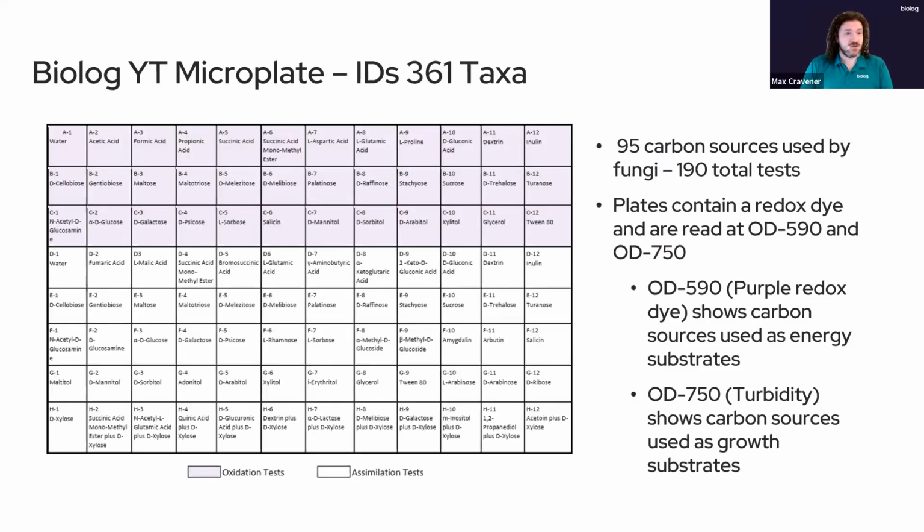So to talk about the YT plate, or yeast plate, again, this has 95 different carbon sources used by different fungi. But we split this plate up between oxidation and assimilation tests. So only half of the plate has dye, the top 3 rows here indicated in purple. And then the bottom half of the plate is using OD 740 instead of the OD 590 to measure turbidity or cell proliferation in those wells.